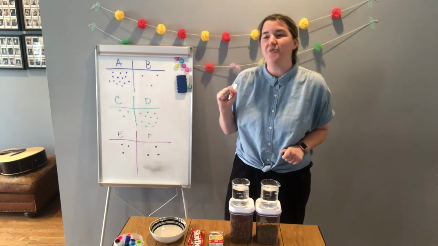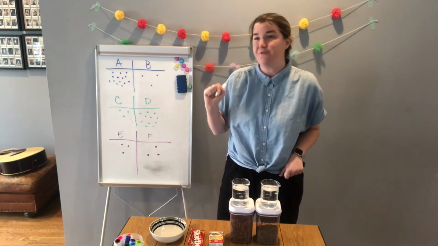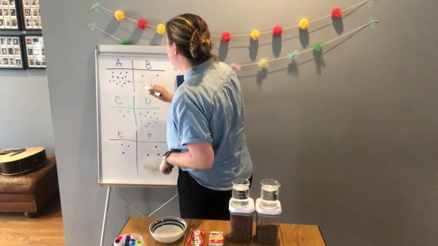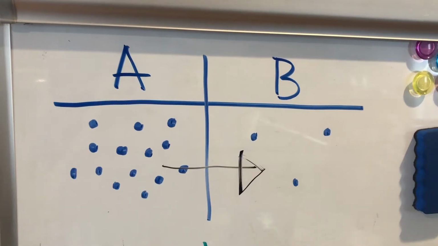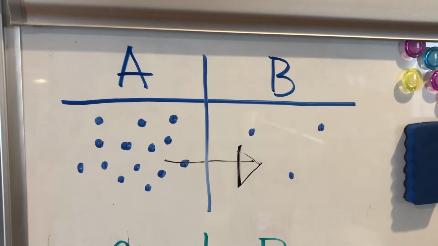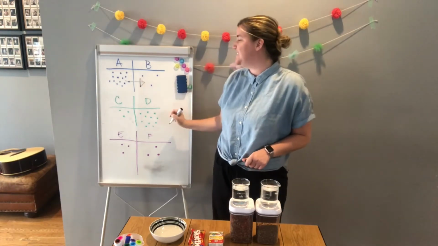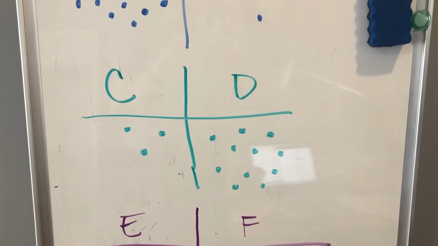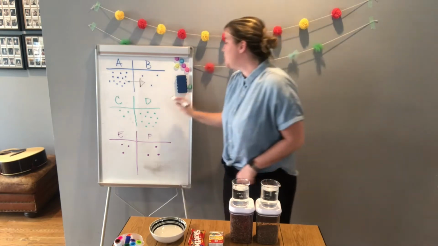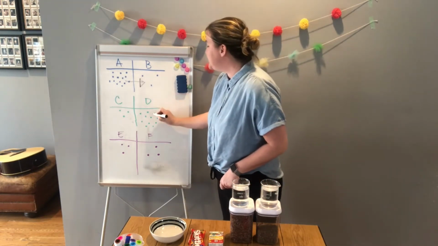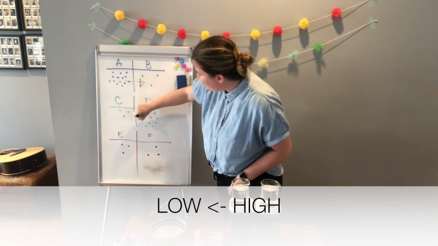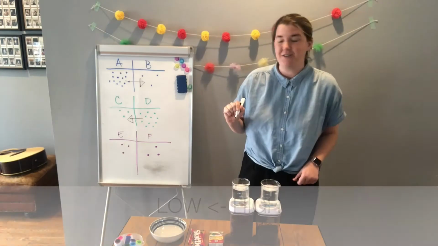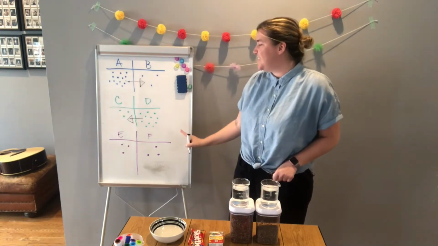So where will the molecules move? Where will they diffuse? They're gonna diffuse from A to B. They're gonna spread out from an area of high concentration into an area of low concentration. How about with C and D? Where is there a high concentration? D. So molecules are gonna move from D to C, from an area of high concentration to an area of low concentration. All right, how about with E and F?